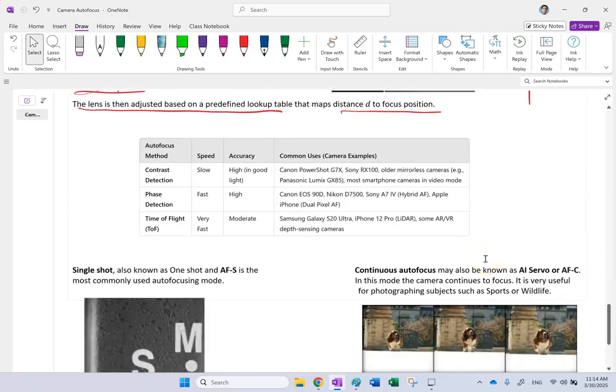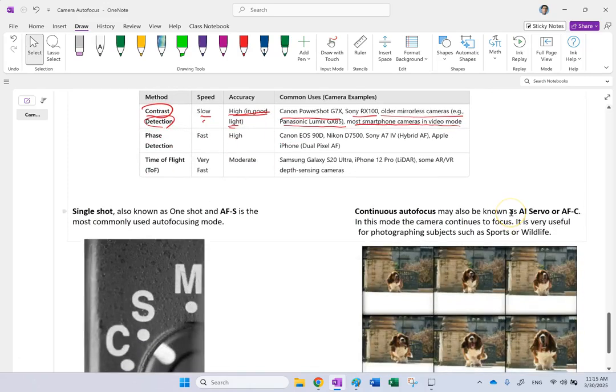Now, if we want to briefly compare these three autofocus methods, the contrast detection methods are slow, but their accuracy is relatively good, especially if the light is good. So older mirrorless cameras like Panasonic, and many of the smartphones still use this. I mean, not Apple, but many of them, Sony's, some Canons, including my Surface computer here, are still mostly using contrast detection. The good thing is it's passive, and it's very accurate, but of course it's a little bit slower.